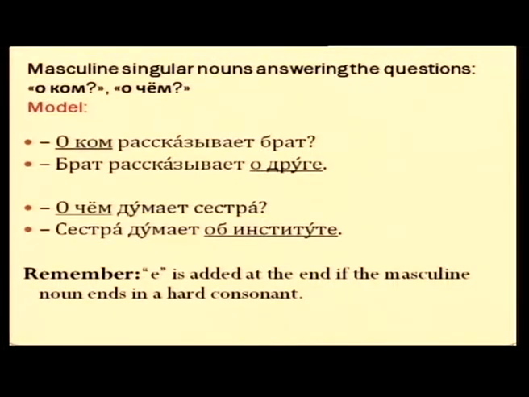And accordingly, if you pay attention to the usage of о ком, here we have used examples of the animate, like in the first example, о ком рассказывает брат, about whom the brother is talking. Brother is talking about a friend, о друге. In the next question, we have asked о чем думает сестра, and here we have used сестра думает об институте. Accordingly, in other genders too, we have the distinguishing facts like о ком думает брат, брат думает о сестре.